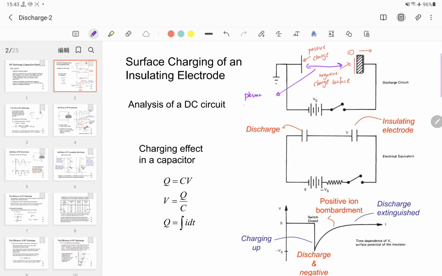And once the plasma is generated, we can redraw the circuit, because plasma can be considered as a part of the circuit. So the plasma has at least two components. One is the resistive component, the other one is the capacitive component. Okay. So in this circuit, we can add a resistor here to represent the resistive component of plasma. And we can also add a capacitor here to represent the capacitive component of plasma. And then this is a closed circuit.